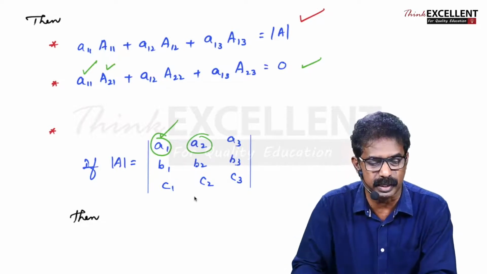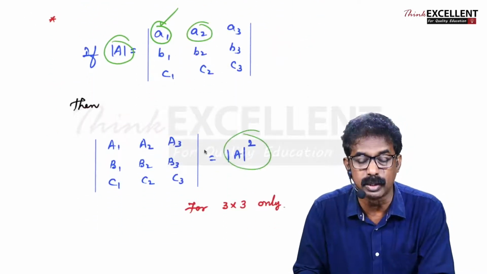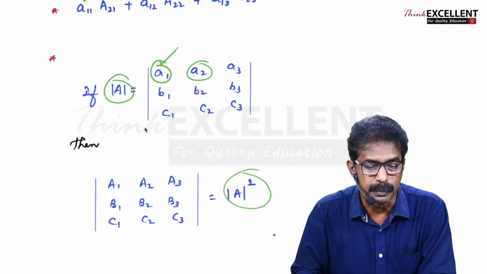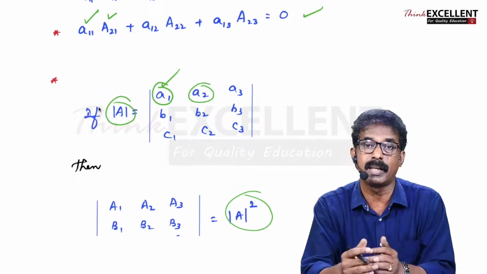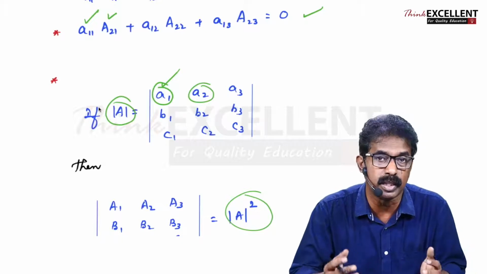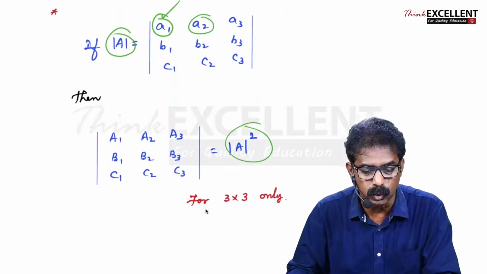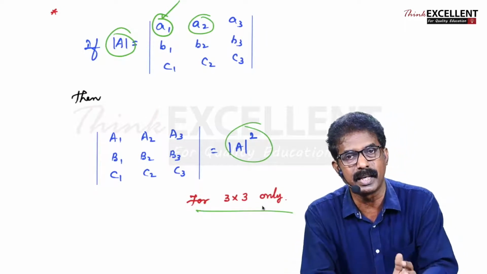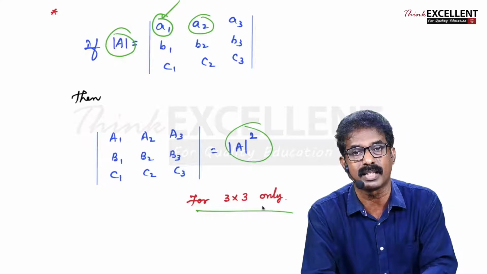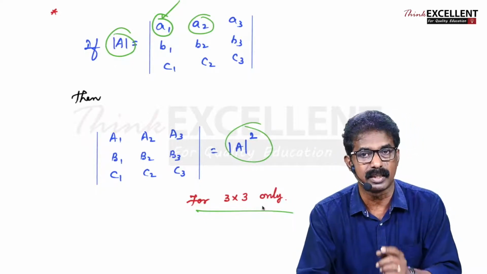Then your answer, here the determinant is A, in that case your answer is determinant A the whole square. Suppose the given determinant value is 25, then if you replace elements by the corresponding cofactors, your answer is 25 squared. Okay, but this is only for 3 by 3. If you replace the elements by the corresponding cofactors, then your answer is the determinant value the whole square. That is for 3 by 3.